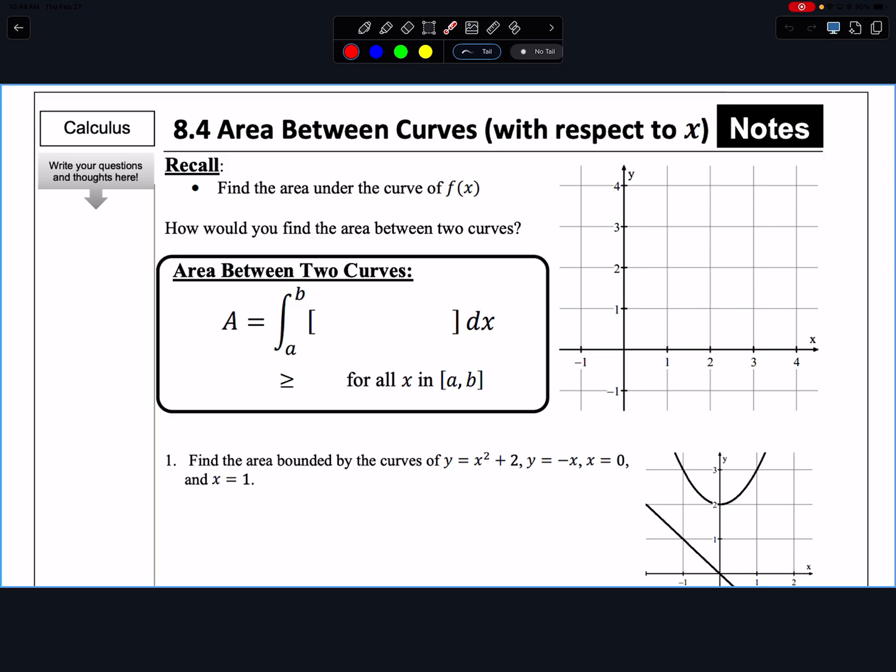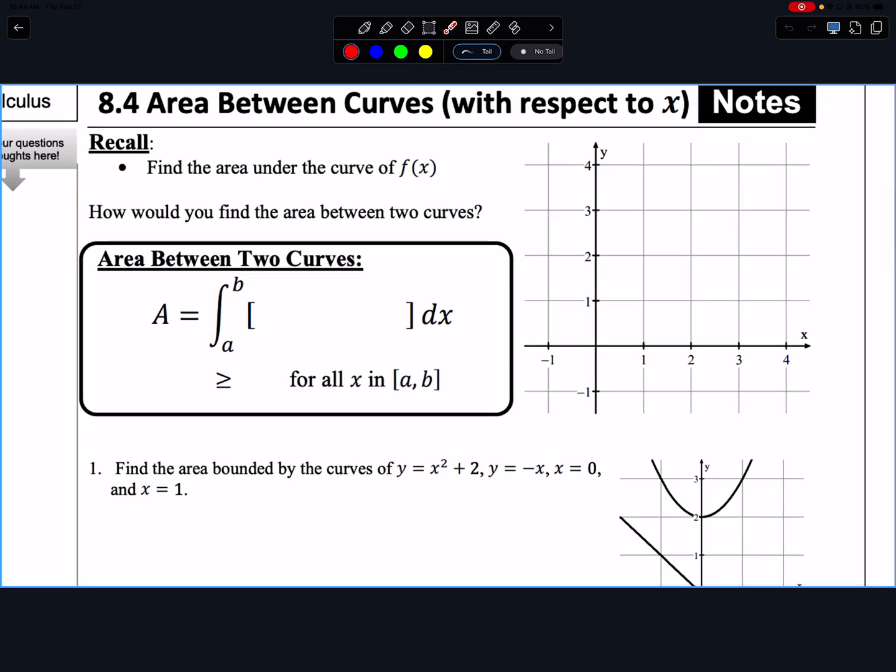So if I have two curves, what I want you guys to do, if you have different colored pencils or pens, is just draw with one color. I want you to draw just a random function, something like this. And I'm going to call this f of x.